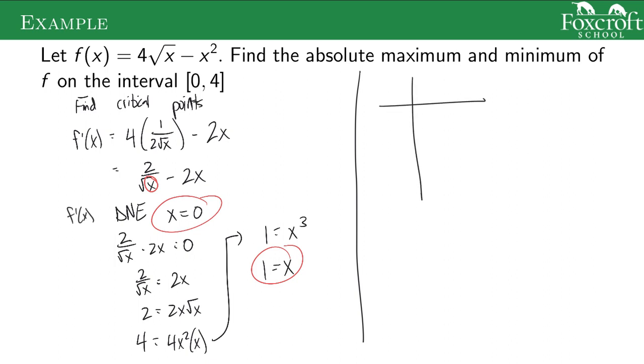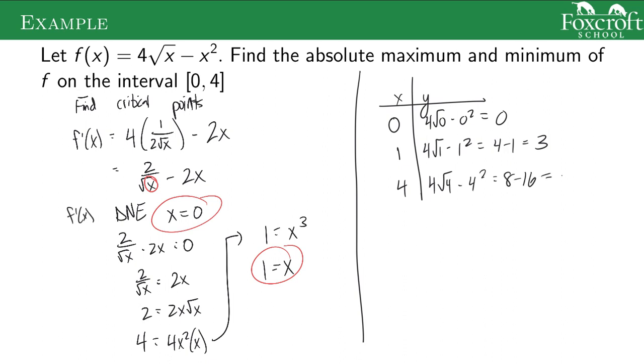I have to plug these in. So I plug in my endpoints, 0 and 4. I also have to plug in my critical points. 0 is both an endpoint and a critical point, so I only have to plug it in once. I also have to plug in my other critical point, 1. So I plug those in. 4 times the square root of 0 minus 0 squared is just going to be 0. 4 times the square root of 1 minus 1 squared is 3. 4 times the square root of 4 is 4 times 2, which is 8, minus 16 is negative 8.